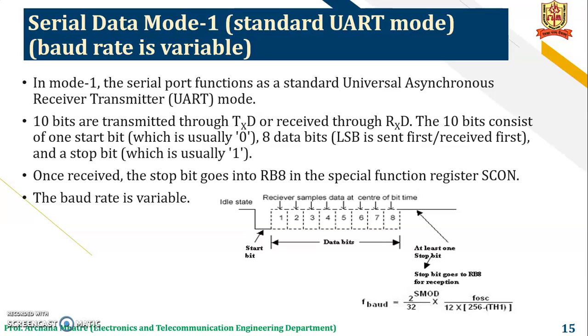Now the baud rate of this mode is variable and it can be set by this formula: baud rate frequency is equal to 2 raised to SMOD divided by 32 times F oscillator divided by 12, times bracket 256 minus TH1, that is the timer 1 register.